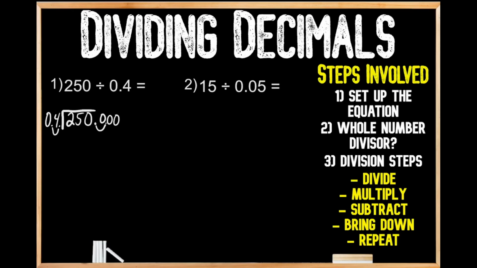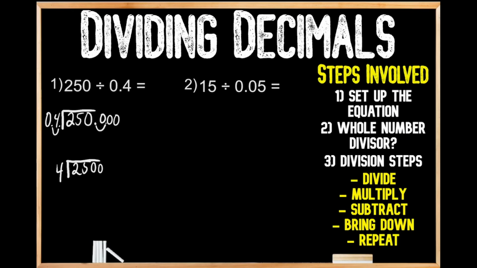Now we're going to go ahead and actually rewrite this equation so that it's not so messy. We have a divisor of 4 in this case, and we have a dividend now of 2,500. So now we can move on to step number 3, which is to work through the division steps of divide, multiply, subtract, bring down, and repeat from left to right. We can see here that we can't make a group of 4 out of 2, so we're going to move from left to right.